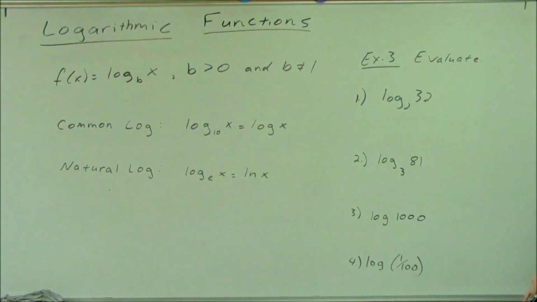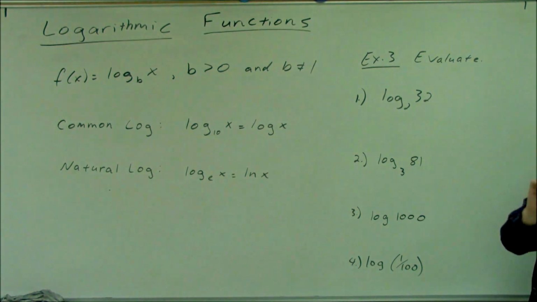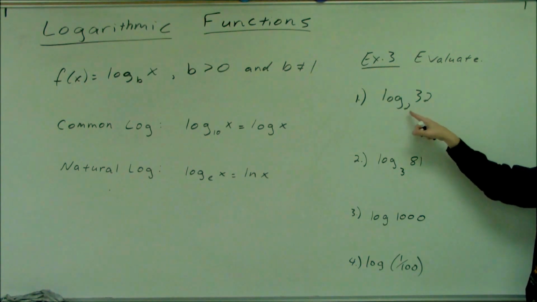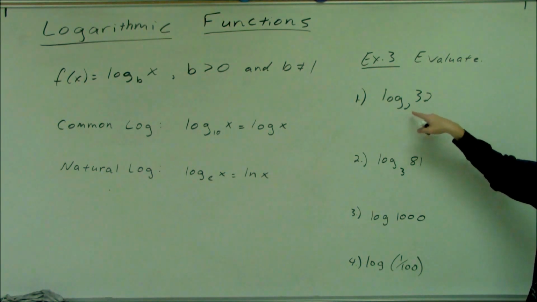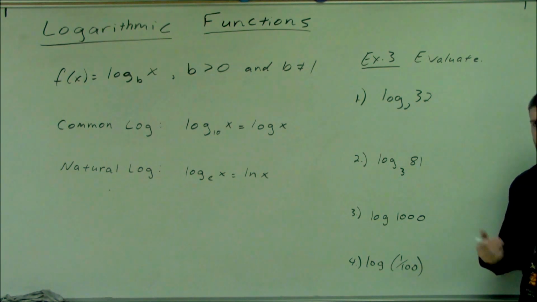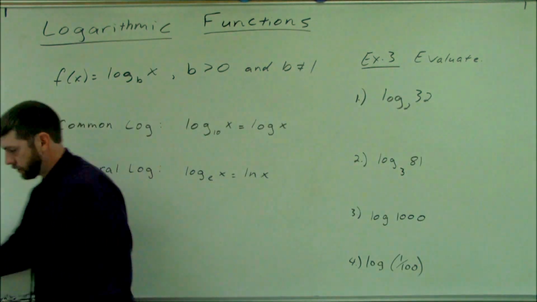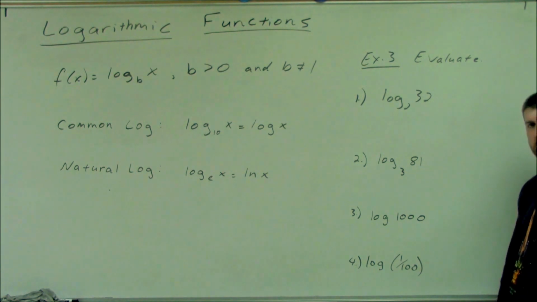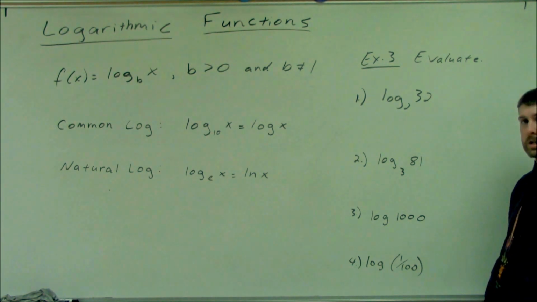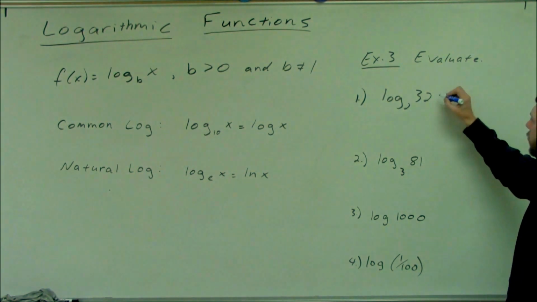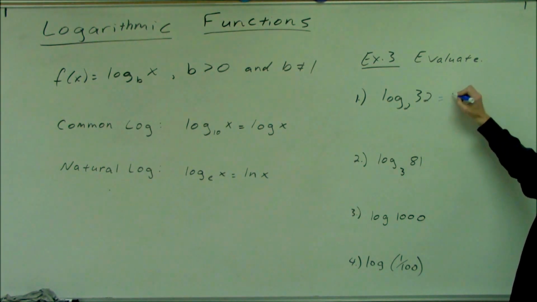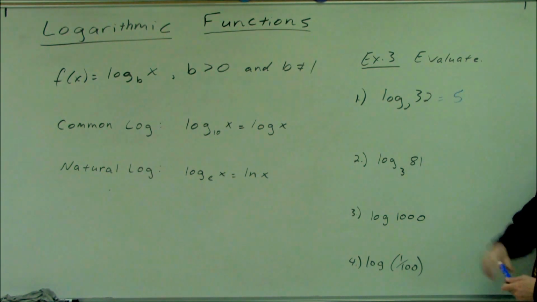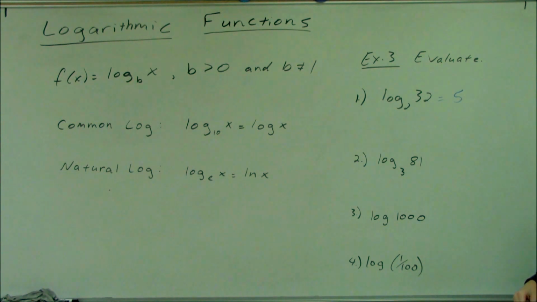Now let's quickly go through and try to evaluate a few logs, just some quick ones that we should be able to work through. So remember, what does log ask? What exponent, or how many times do I multiply 2 by itself to get 32? So as I'm working through that, I know 2 to the first is 2, to the second is 4, to the third is 8, to the fourth is 16, to the fifth is 32. So log base 2 of 32 is 5. 2 to the fifth equals 32.